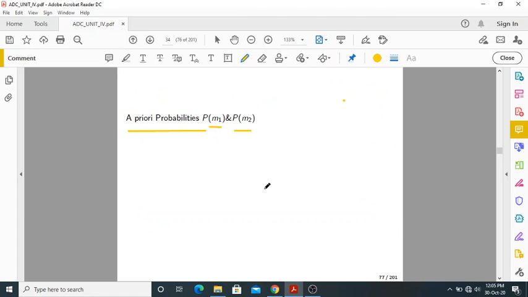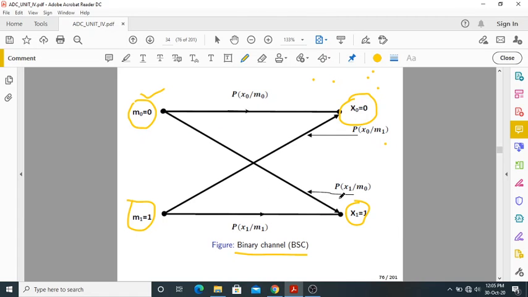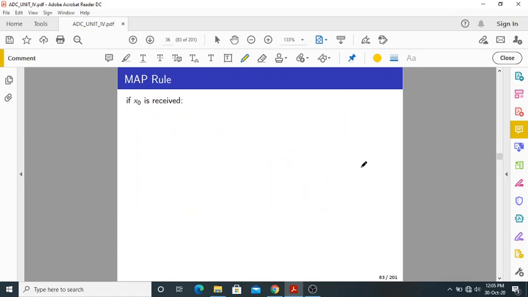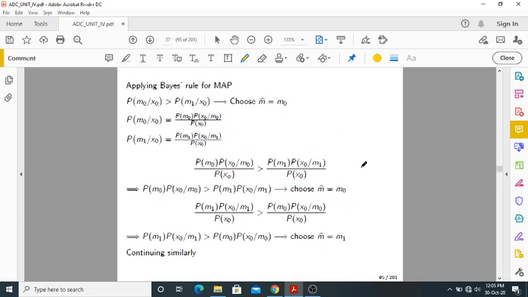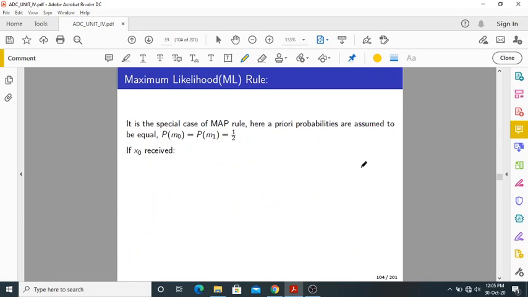Okay, now remember, at the receiver you have to find out the maximum a posteriori probabilities. If the fourth one is maximum, we say that m cap equal to m4. If the last one is maximum, we say m cap equal to mM. That's it. Okay. Now, this is the MAP rule. Now, what is the ML rule? That is the maximum likelihood rule. Here, this is a special case of MAP rule. It is not a new rule. It is a special or simplified version of MAP rule.